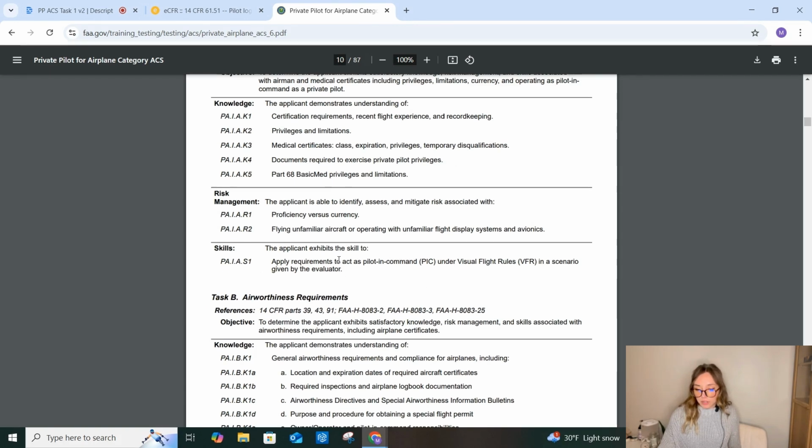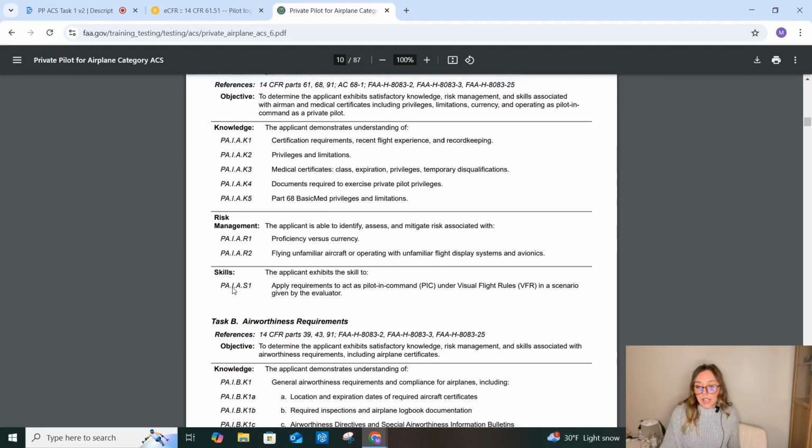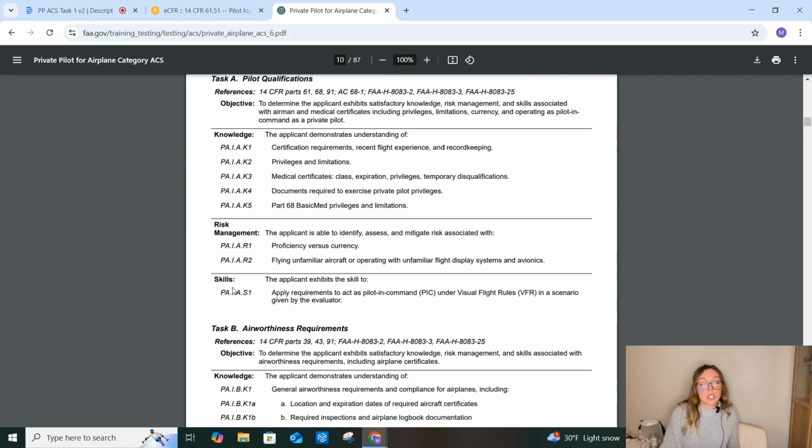And skills. Apply requirements to act as PIC under VFR in a scenario given by the evaluator. So they'll just give you a bunch of scenarios where you're pilot in command, which means that you're the decision maker under visual flight rules, and they'll ask you what decisions you would make if you were in those scenarios.